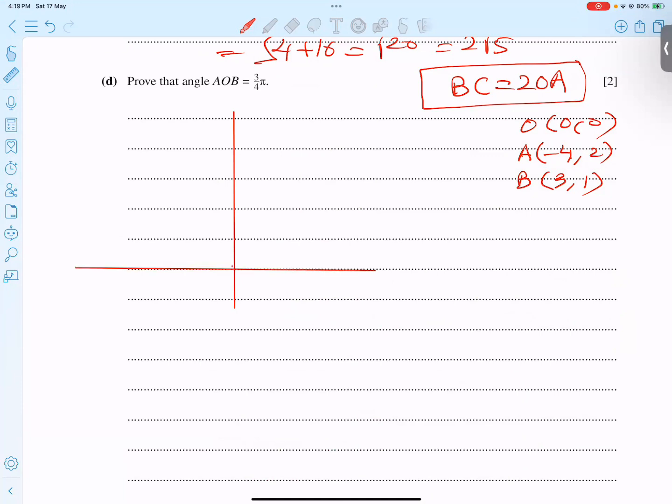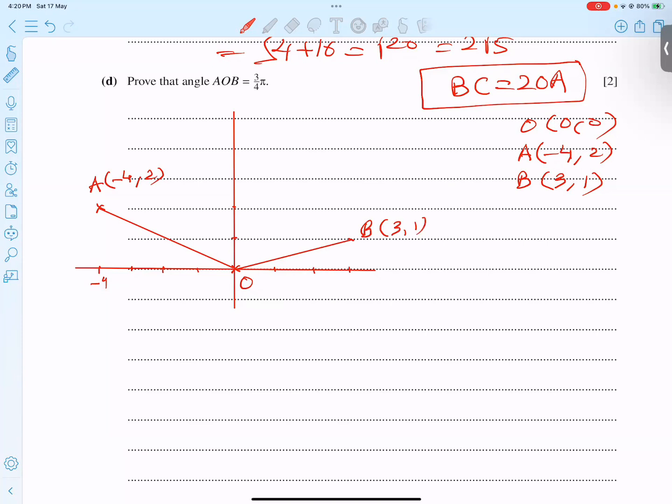So what is the origin? This is O. I'm writing where A is. So 1, 2, 3, 4, and 2 up, 1, 2. So this point is the A coordinates. If I join O with A, this is done. Where's B? (3, 1). So 1, 2, 3, and 1 here. All right, this is B (3, 1).